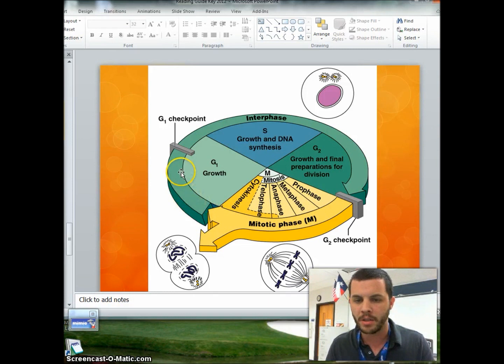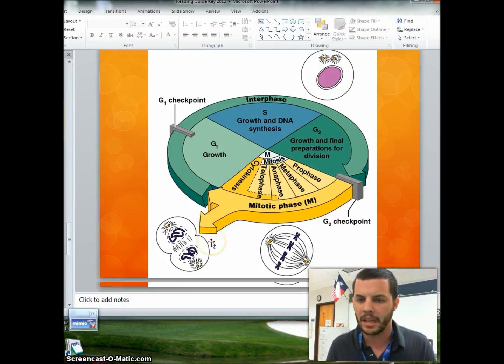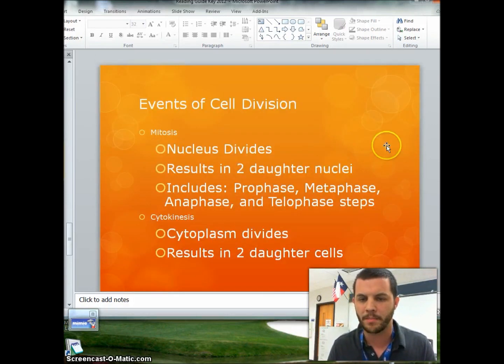So here goes interphase. Look at all this time that our little happy cell spends in interphase. Okay, the main bulky life of the cell. Then we enter mitosis. Okay, so let's look at what it means to be in mitosis.